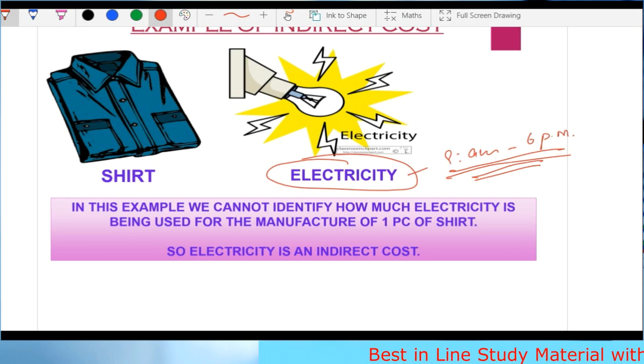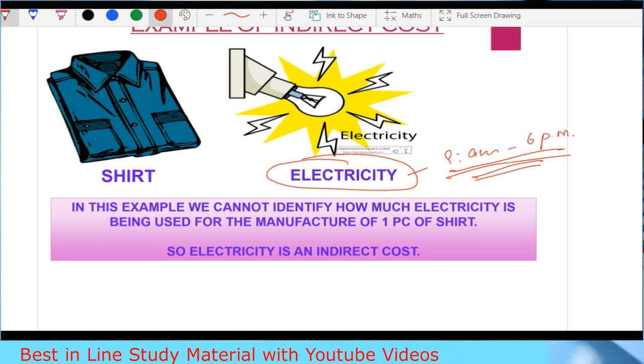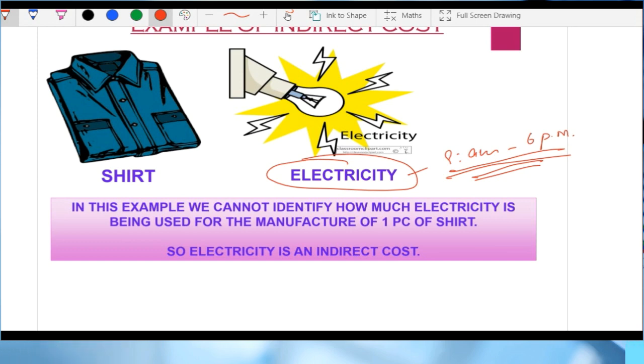There are hundreds of shirts being made together on the machines. There are 10 machines on which 100 shirts are being made. Can you tell me precisely, not by dividing with the number of shirts, how much electricity is being consumed in making one shirt?